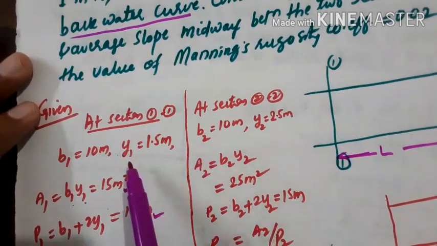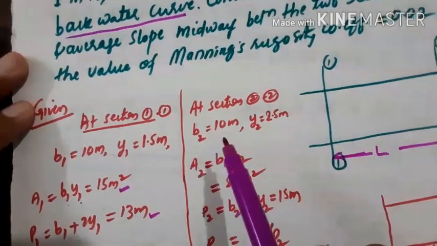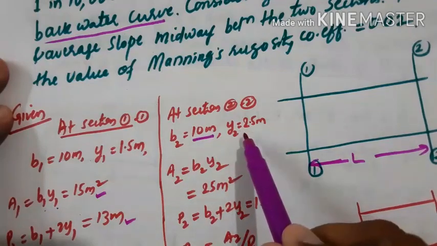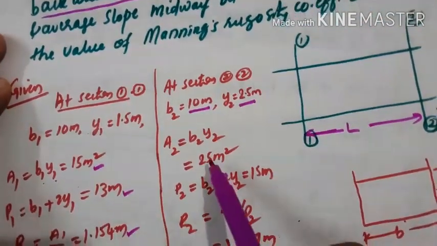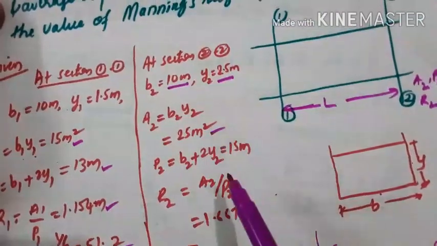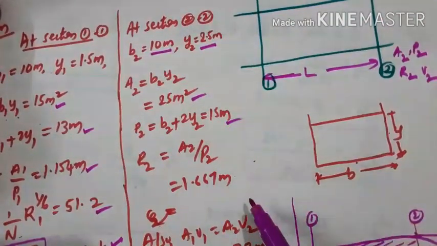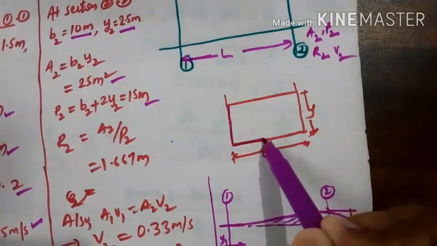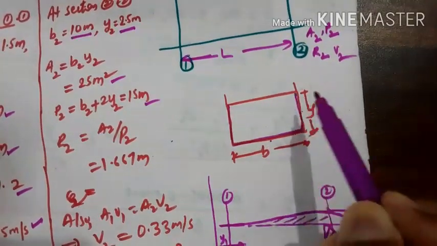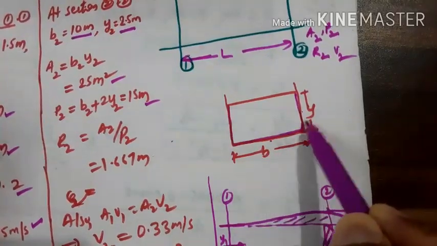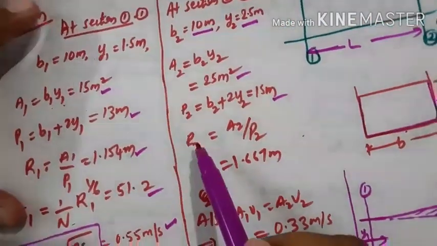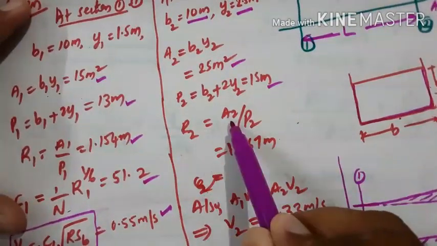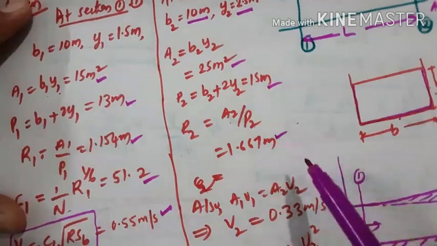Since the width of the channel bottom will be the same throughout the length, the only variable here will be the depth of flow. So b2 is also 10 meter, then y2 is given 2.5 meter, then calculate a2 equal to b2 into y2. Then again the wetted perimeter, that is the length of the channel boundary which is in contact with the water, this much is the wetted perimeter, b plus y plus y. Then correspondingly you calculate r2 equal to a by p, that is, since we are taking section 2, a2 by p2.